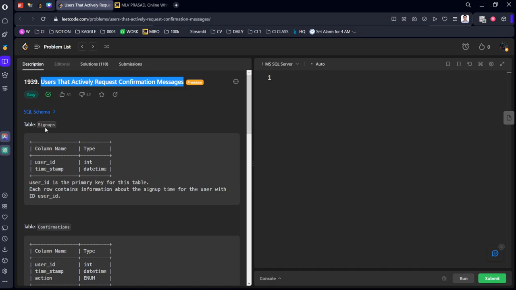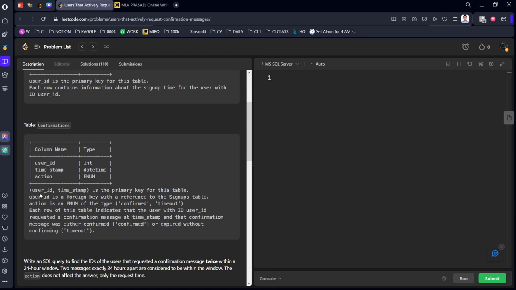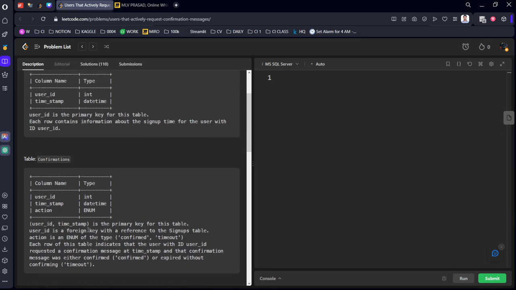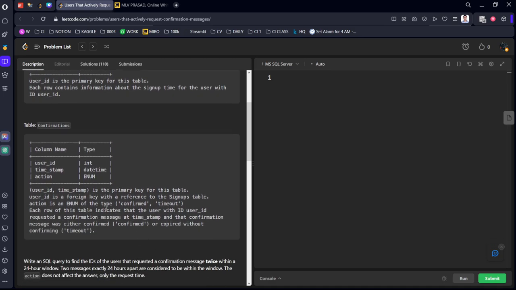Okay, they've given a signups table which consists of user ID and some timestamp, and whether they have given some confirmation or not. The combination of user ID and timestamp is the primary key for this table, and user ID is a foreign key in this table. This table is connected to the other table using the foreign key. Each row indicates whether a confirmation was confirmed or expired without confirming.